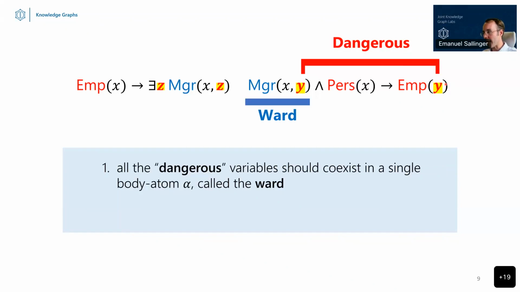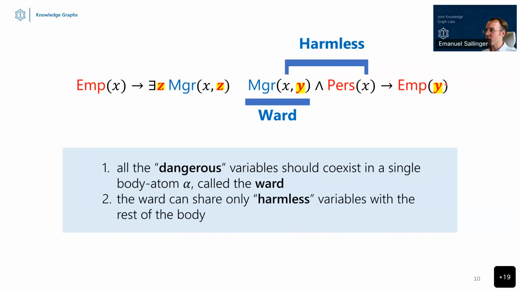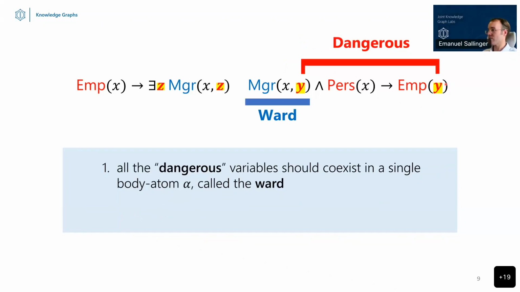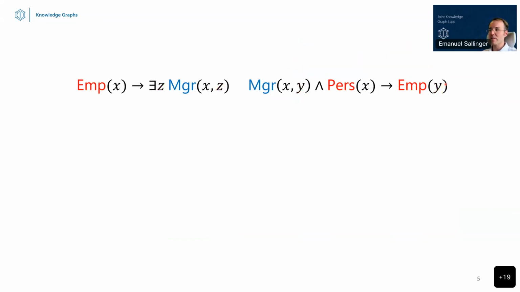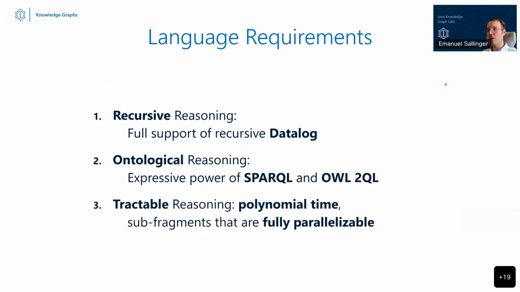So those of you who know guarded will see some kind of similarities and differences here. I won't now go into full details of that because otherwise everybody else gets bored of it. But the first restriction is the ward must contain all of the dangerous variables in a single atom. And the second is the ward can share only harmless variables with the rest of the body. So those that don't contain any of those existential quantifiers. And these together are enough to guarantee basically the three properties that we've seen before, not constraining Datalog at all, allowing the full expressive power of SPARQL and R2QL.